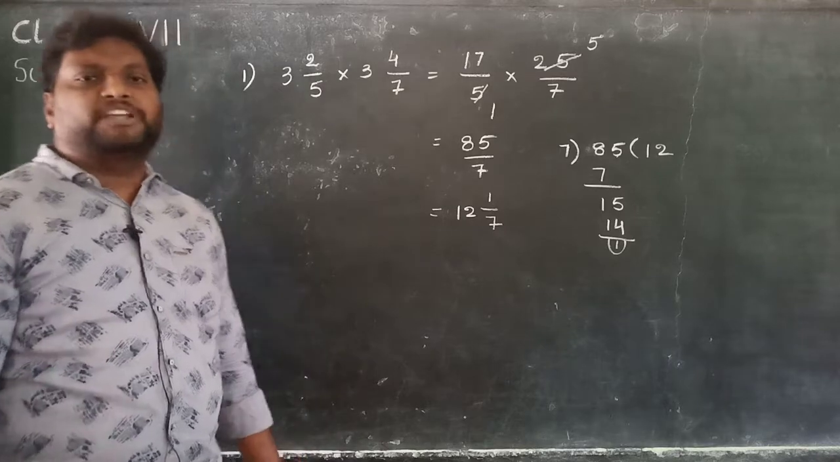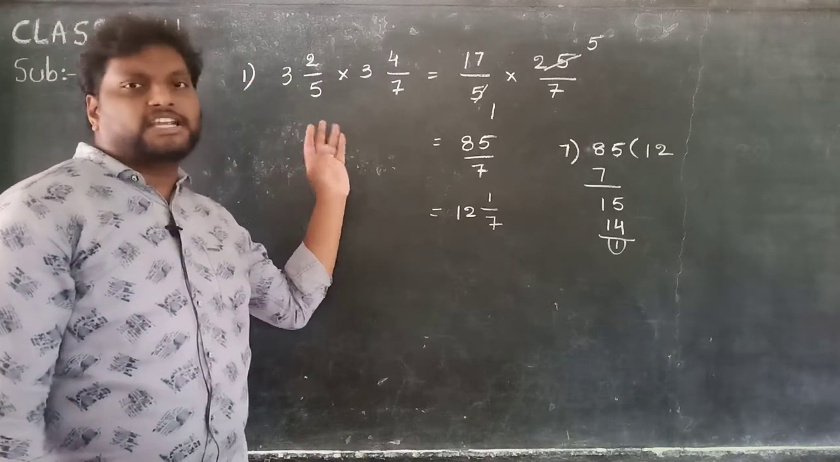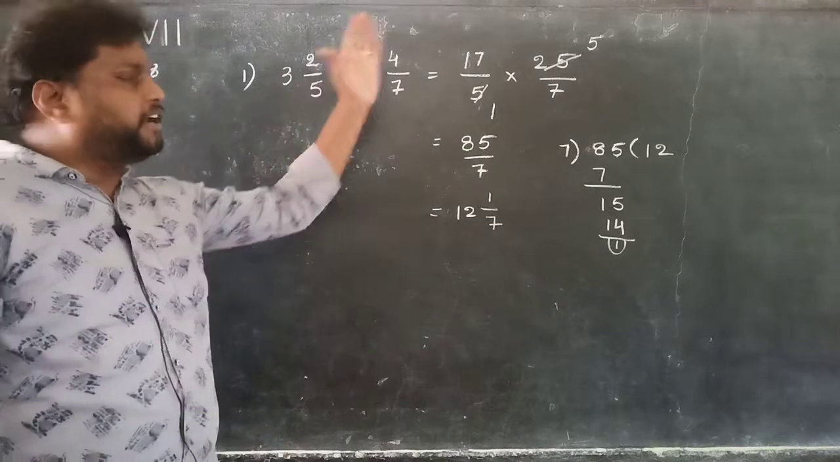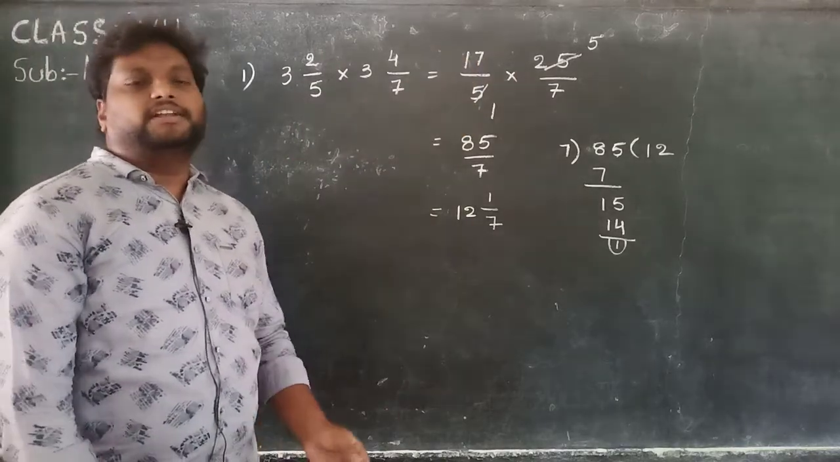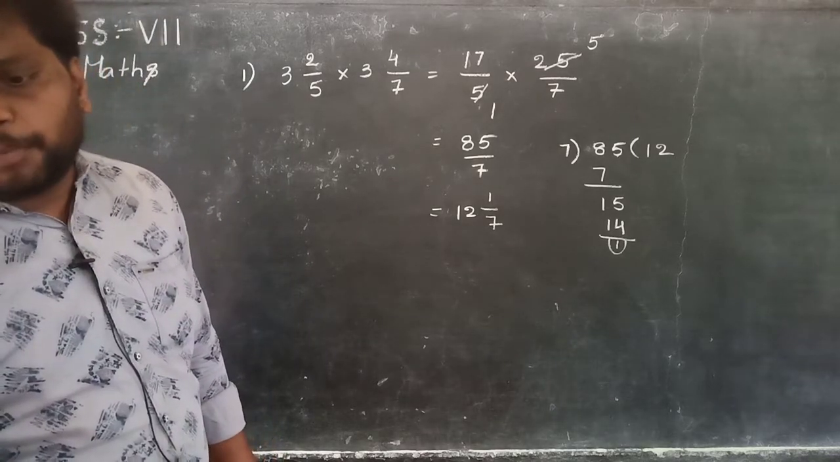For the product of two mixed fractions, first of all we have to convert them into improper fractions, after that multiply numerator with numerator and denominator with denominator. Same as the usual process. Okay. Next, one more problem I will explain.